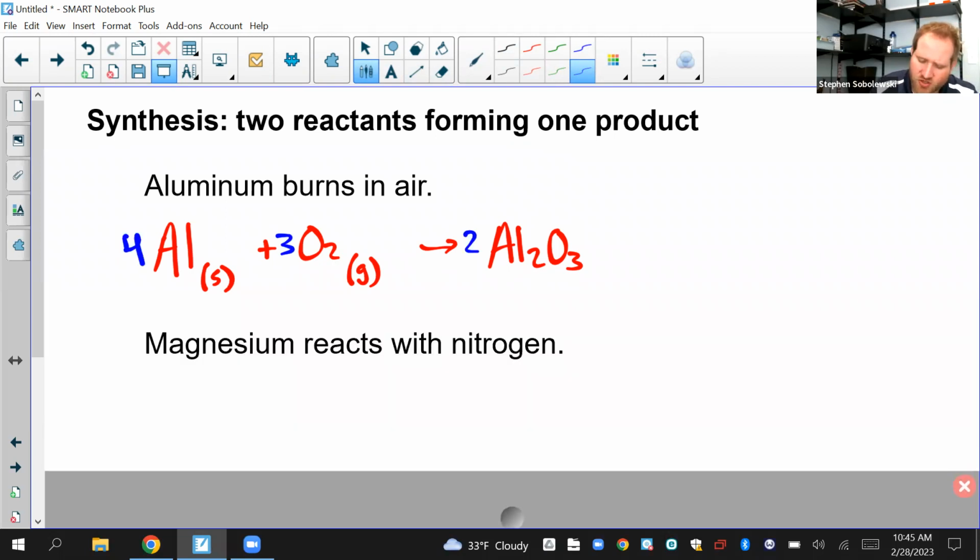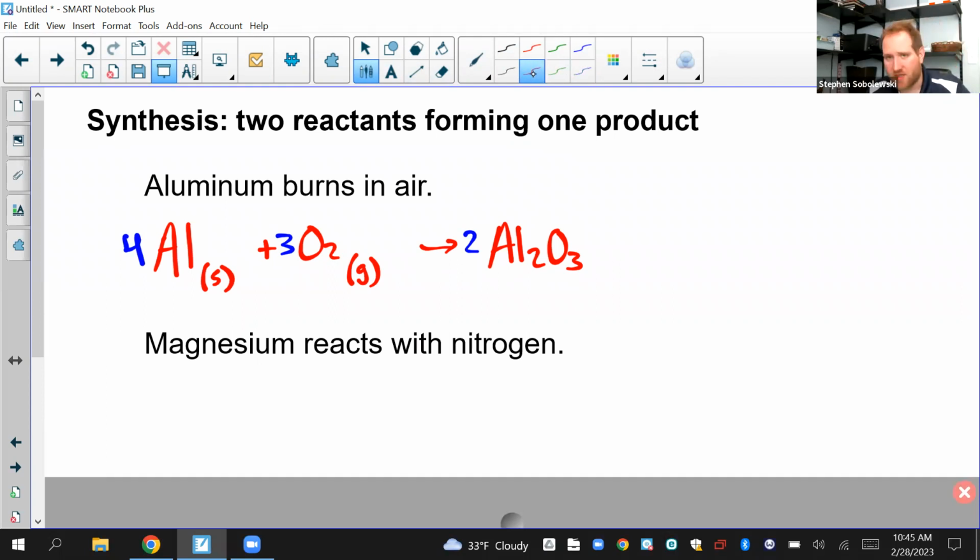Magnesium reacts with nitrogen. Now, you're actually familiar with this from the MgO lab. This is one of the problems that you would have seen if you burned it too quickly. Instead of reacting with oxygen, which is what we wanted, it could have reacted with nitrogen as well. So here we have magnesium. That's going to be Mg solid. Reacts with nitrogen. Nitrogen is N2.